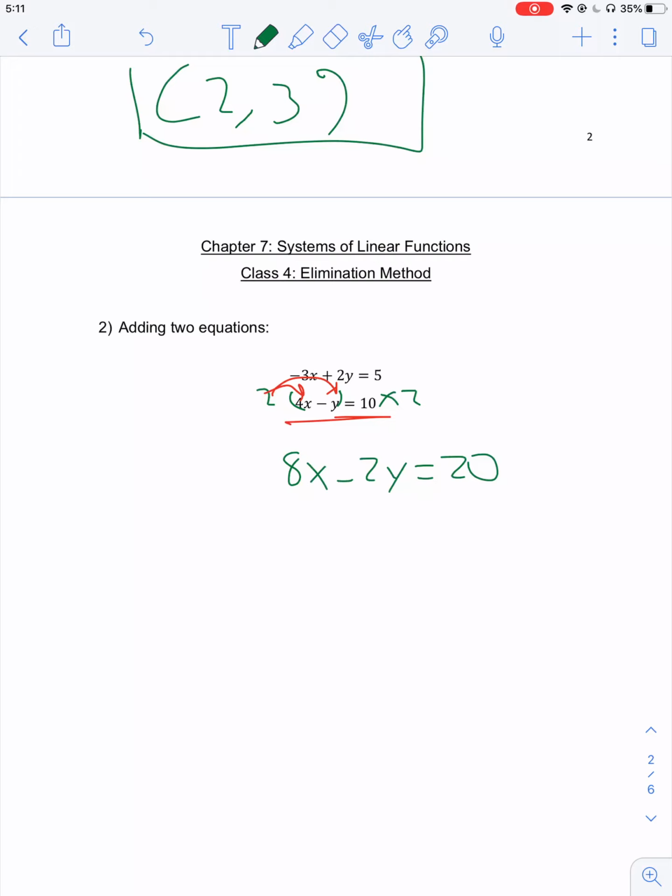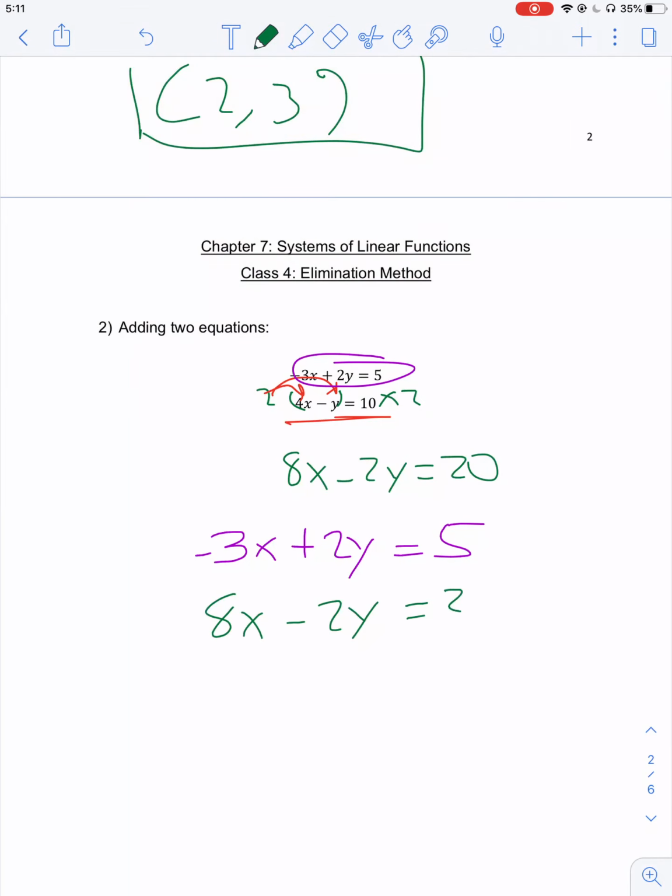Now I'm just going to write this equation in purple again down here. So the equation in purple is minus 3x plus 2y is equals to 5. Okay, so this is a 2. Sorry about that. So 2y. And then the equation in green is 8x minus 2y is equals to 20.